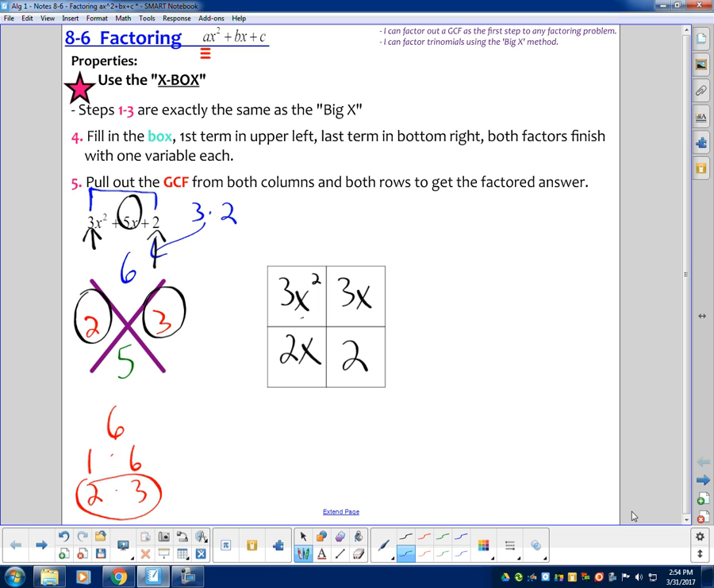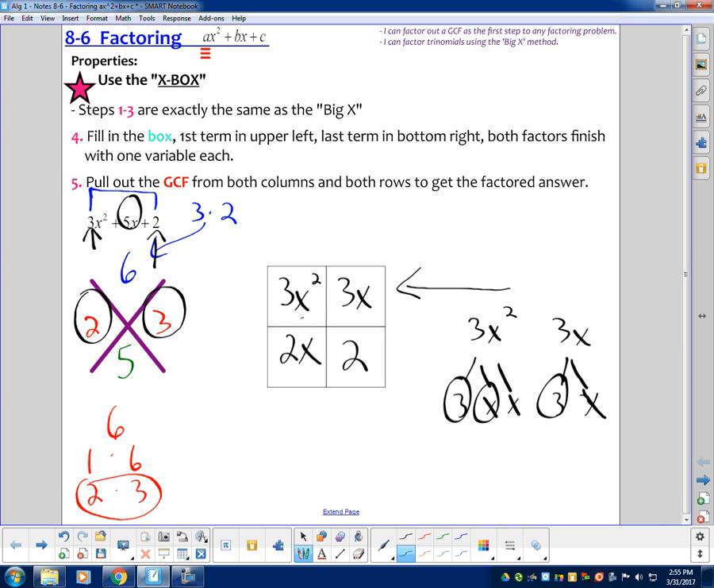Alright, fifth step is pull out the GCF. Here's why it's so important that we can factor out a GCF from two terms. So we're going to factor out the GCF from both columns and rows to get the factored answer. Here's what I mean by that. Looking at this first row right here, the GCF of 3x squared and 3x, well, here's how we did it before. We'd do a little factor tree with it. And 3 would be 3 and x, and we look for what's common to each. We have a 3 common here and an x common here. And so my GCF of that first row is 3x.